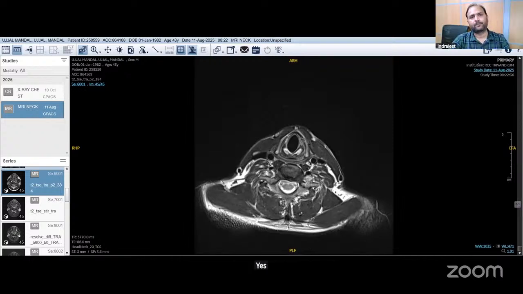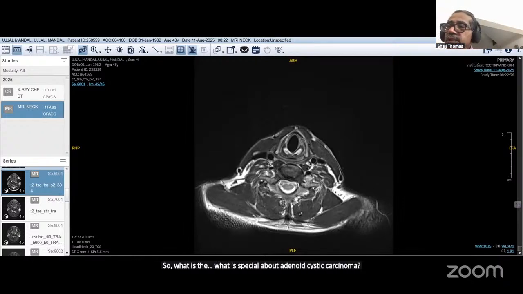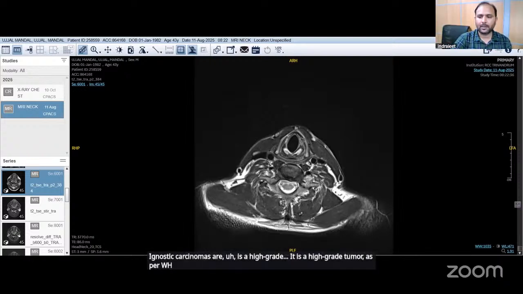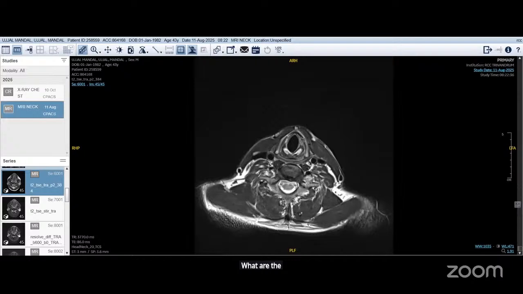Yes. So what is special about adenoid cystic carcinoma of the parotid? Adenoid cystic carcinoma, sir, is a... Is it a low grade or high grade? It is a high grade tumor as per the WHO classification, sir. What are the grading systems for adenoid cystic carcinoma?